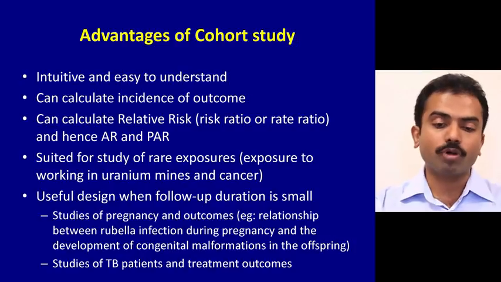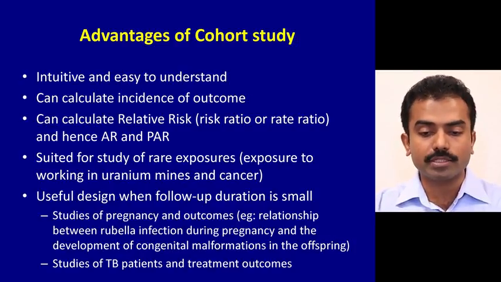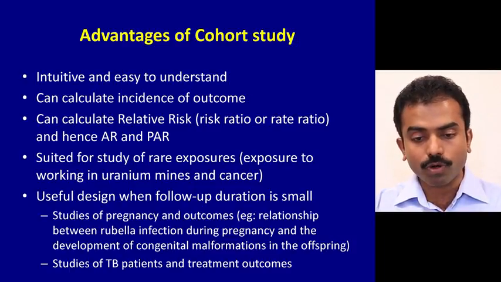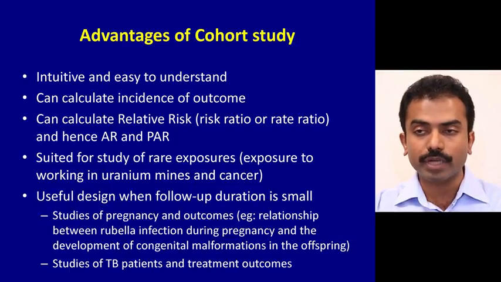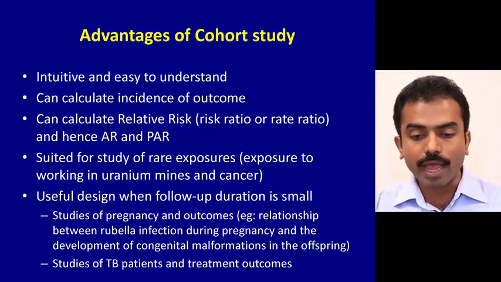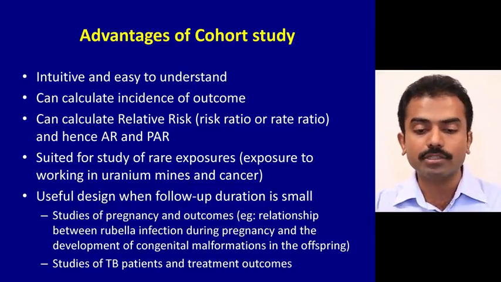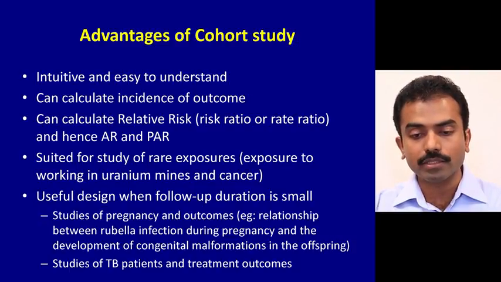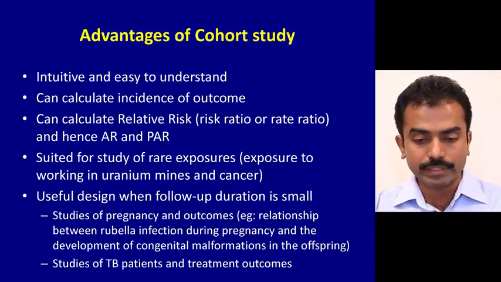Well, what are the advantages of a cohort study? I think it's very intuitive and easy to understand. It begins from the exposure and moves towards outcome. The biggest advantage of a cohort study is that you can calculate actual incidence of outcome, actual risk of outcome. As a result, you can directly get relative risk or risk ratio. And hence, we can also calculate attributable risk and population attributable risk. We'll learn more about these terms in other presentations. But suffice it to know that this is one of the biggest advantages of a cohort study. You get the estimate of relative risk directly.